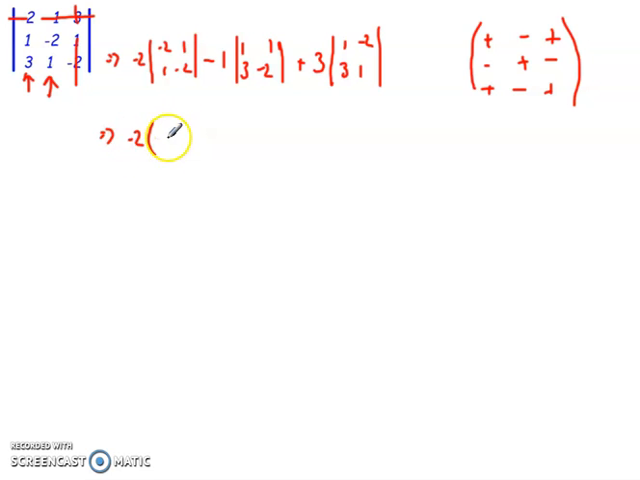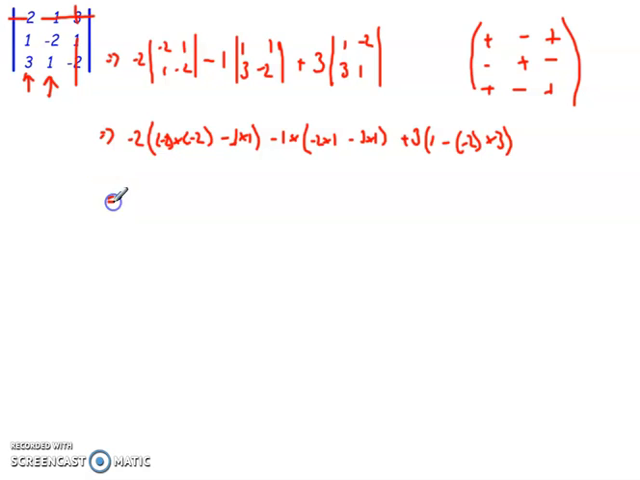So I've got -2 times -2 times -2. Take away 1 times 1. So that's the first one. Then got -1 times -2 times 1 minus 3 times 1. Then got +3 times 1 take away -2 times 3. And then we just do each of them.